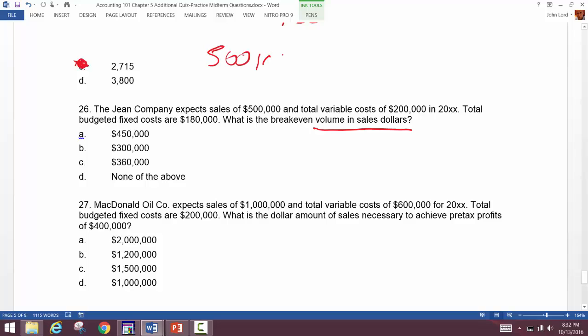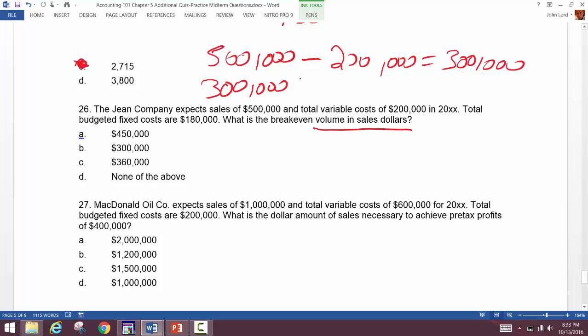Sales of 500,000 minus what? 200,000 variable cost means I have a contribution margin of 300,000, right? I take that 300,000, I divide that by 500,000. That gives me contribution margin ratio of 60%. Right? I can do it by unit. I can do it on the total.